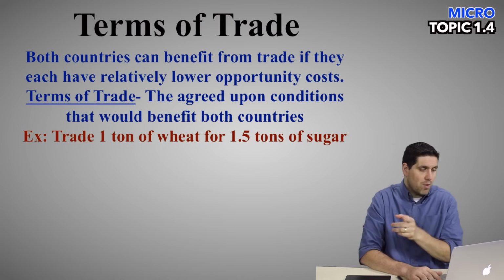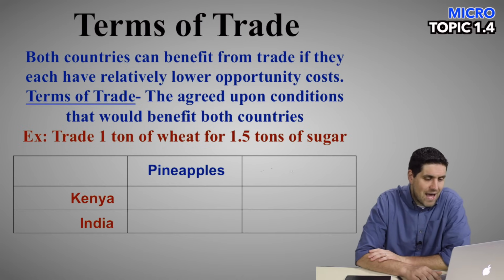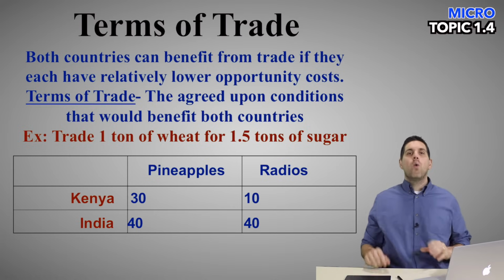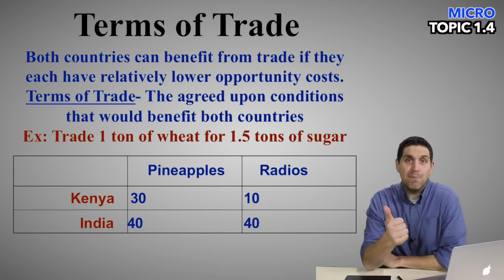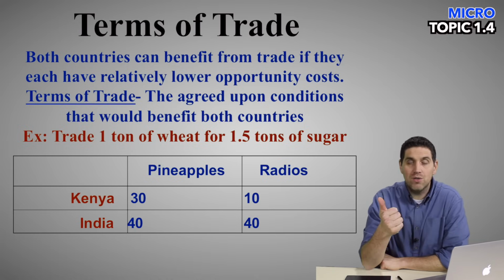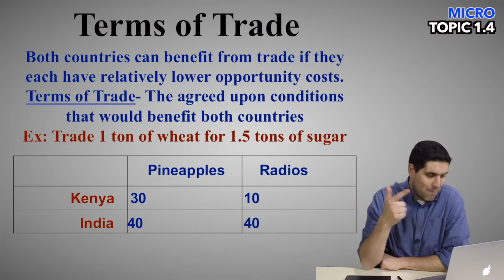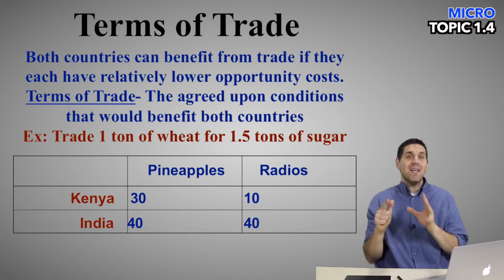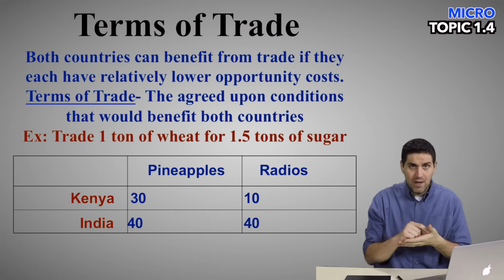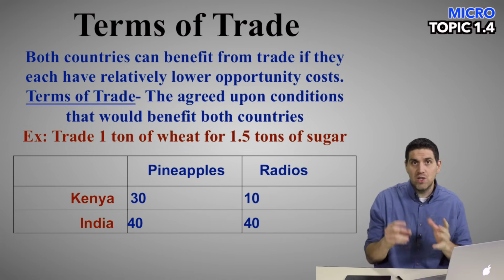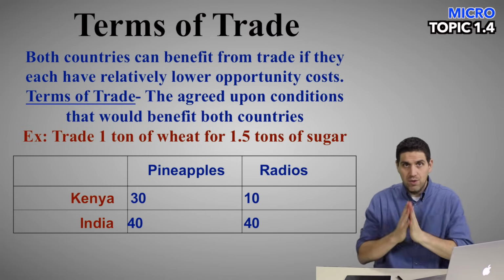So we've got an example question. Kenya, India, pineapples, radios: 30, 10, 40, and 40. What I want you to do right now is pause this video. I want you to figure out who has an absolute advantage in pineapples and radios, and who has a comparative advantage in pineapples and radios. Also, I know you want to do the quick and dirty, but I want you to try to actually calculate the per unit opportunity cost for each one of those and figure out who has a lower opportunity cost, all right?